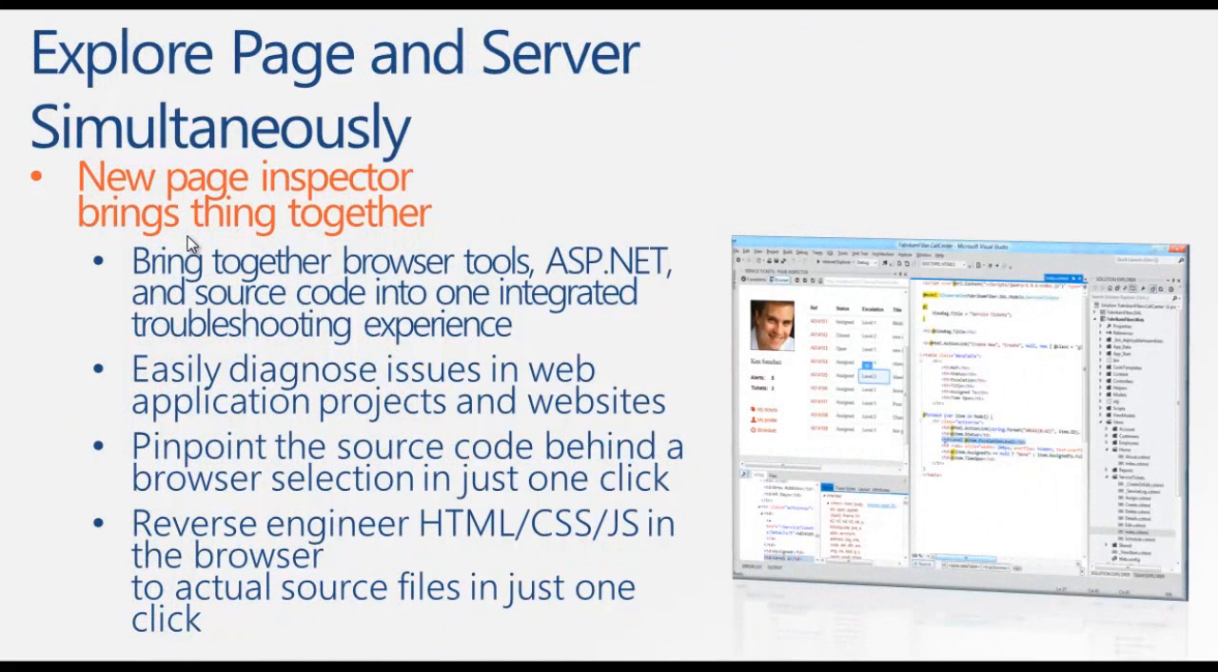One of the most compelling new features for developers who are building web applications is something called the Page Inspector. It's a new feature in Visual Studio that brings together the browser tools, ASP.NET, and source code into one single experience for troubleshooting an application, inspecting an application all in one shot. You can diagnose issues with your web application, projects, and websites, and essentially pinpoint in real time the source code behind a browser selection with just a simple click.